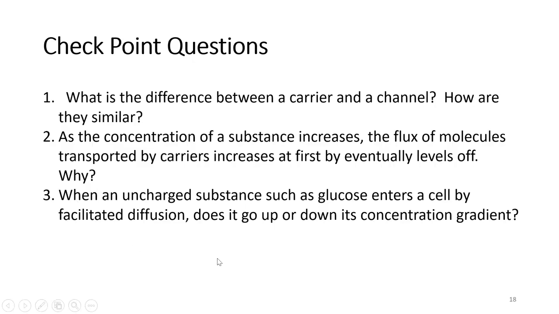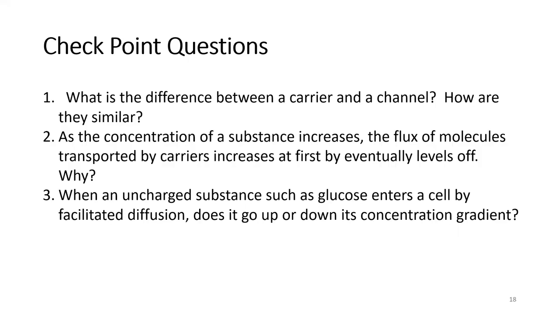Question 3 asks, when an uncharged substance such as glucose enters a cell by facilitated diffusion, does it go up or down its concentration gradient? I'm really happy this question's here because I really want to make the point that facilitated diffusion is still a form of passive transport. Although it's not movement immediately through the membrane the way that simple diffusion is, it still is moving according to the concentration gradient.